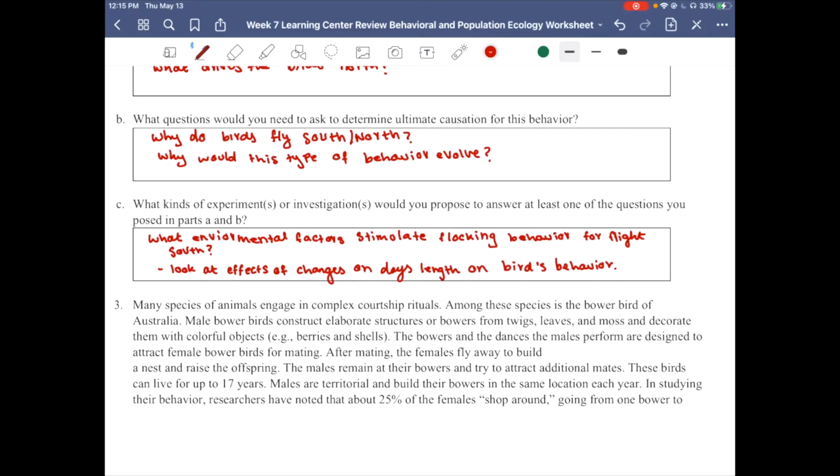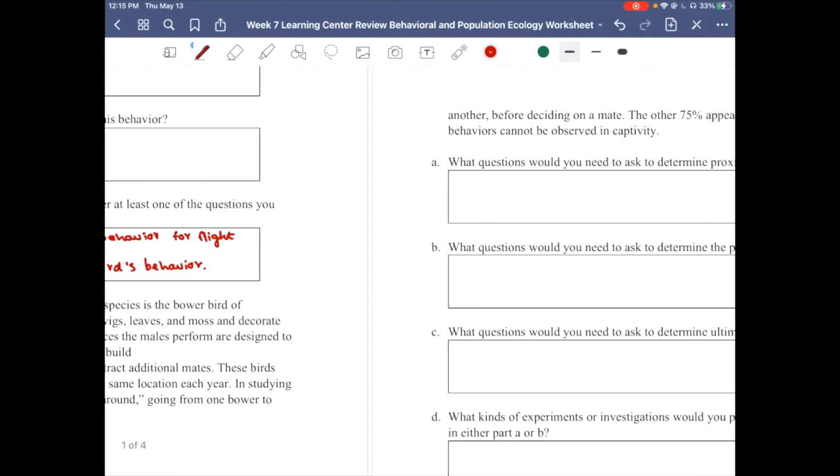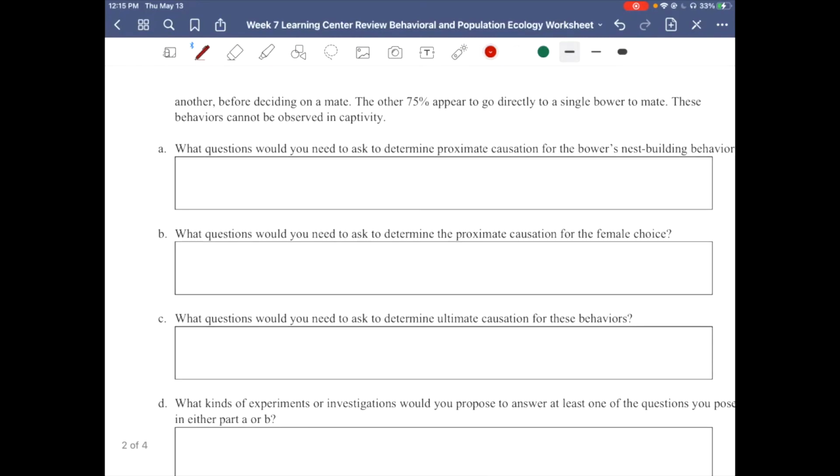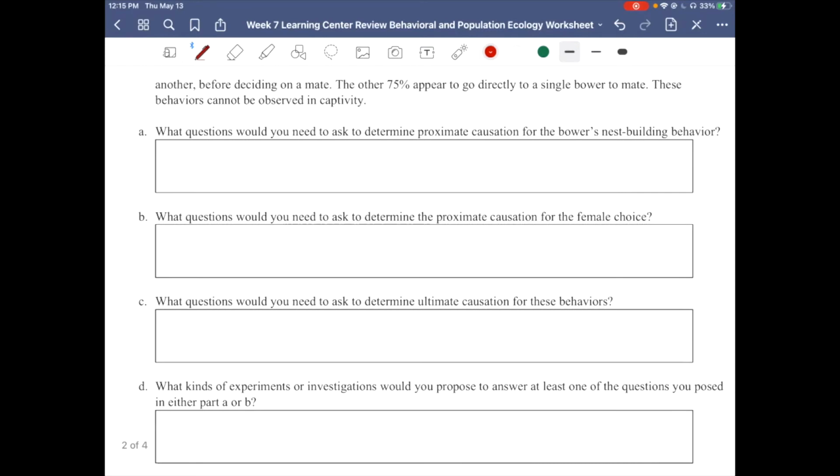Males are territorial and build their bowers in the same location each year. In studying this behavior, researchers have noted about 25% of females shop around, going from one bower to another before deciding on a mate. The other 75% appears to go directly to a single bower to mate. These behaviors cannot be observed in captivity.